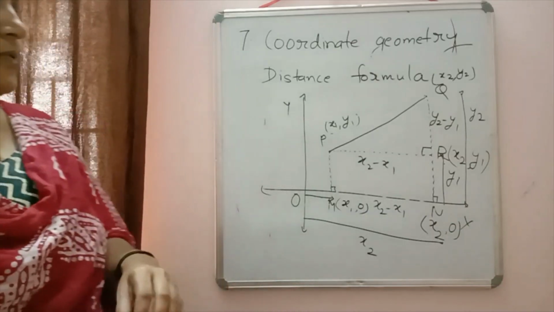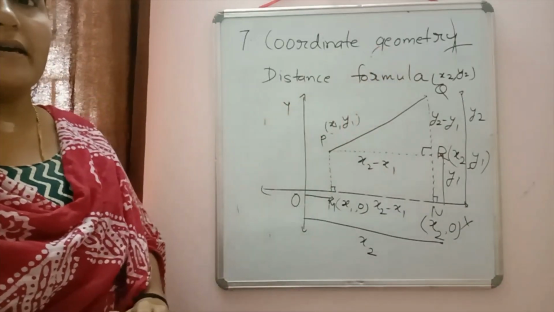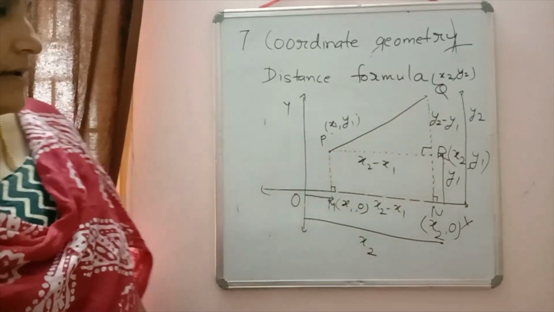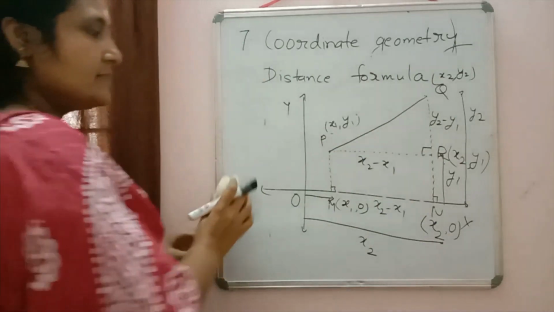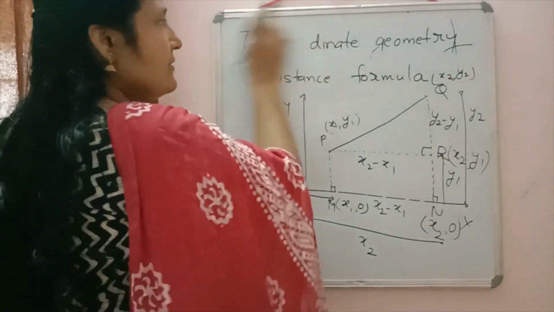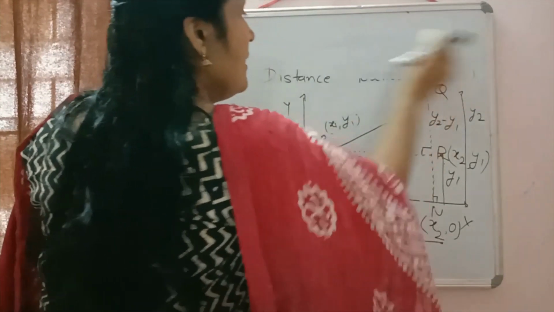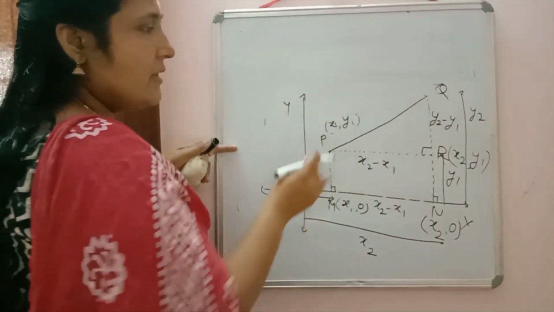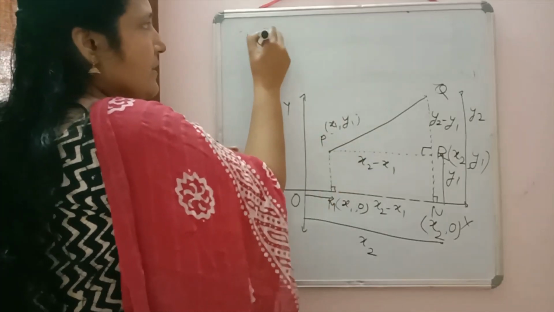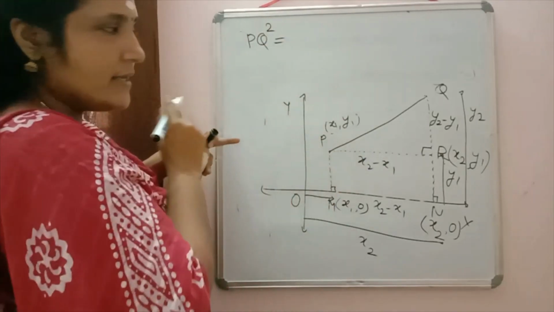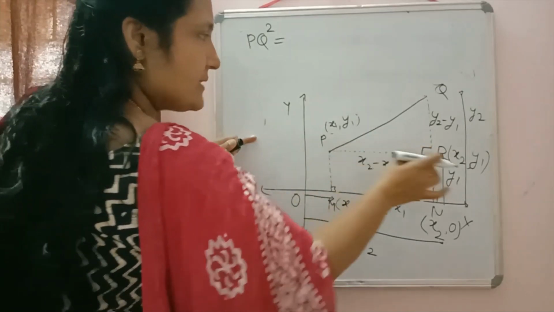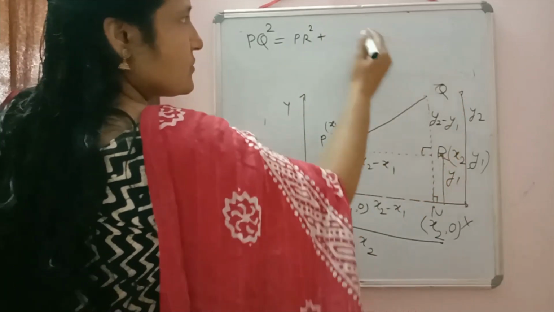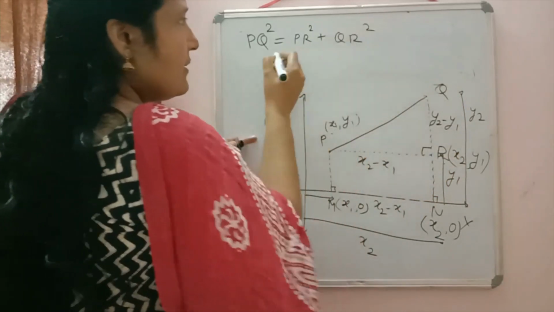Now what are we going to do? We want the distance PQ. As you can check, triangle PQR is a right triangle. So in a right triangle, which concept can we use? Yes, in a right triangle we can use the Pythagoras theorem. So using Pythagoras theorem, we write PQ square, the hypotenuse square, is equal to base square. Our base is PR. PR square plus altitude square equal to QR square.